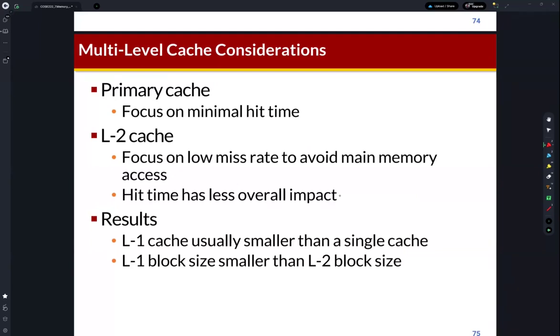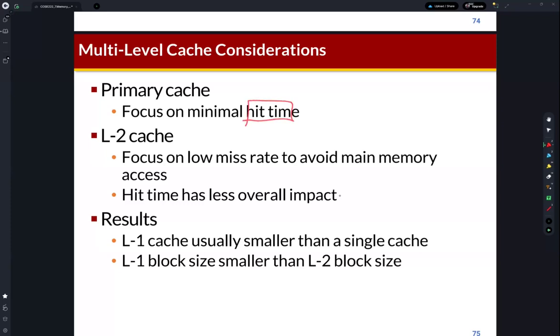So this is the design policy of the cache hierarchy. For the primary cache, it means the L1 cache, we just minimize the hit time, right? In order to minimize the hit time, we need to reduce the cache access latency. So what does that mean? We need to reduce the size of the cache, right?